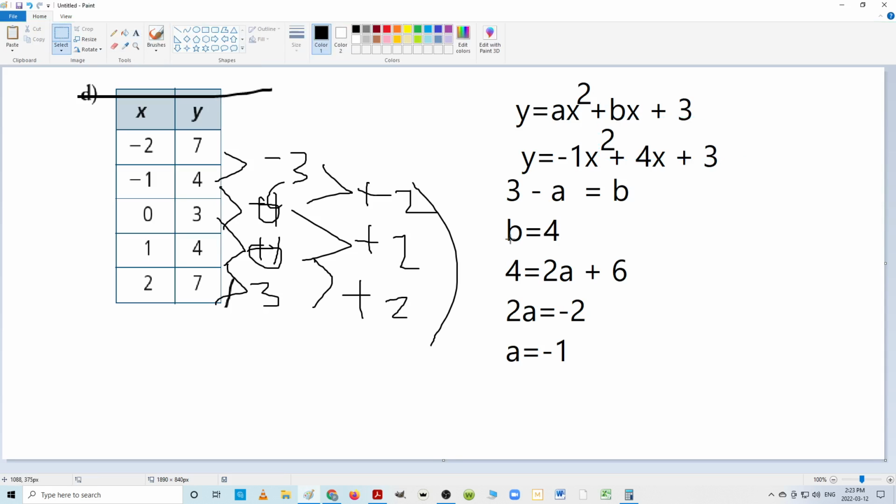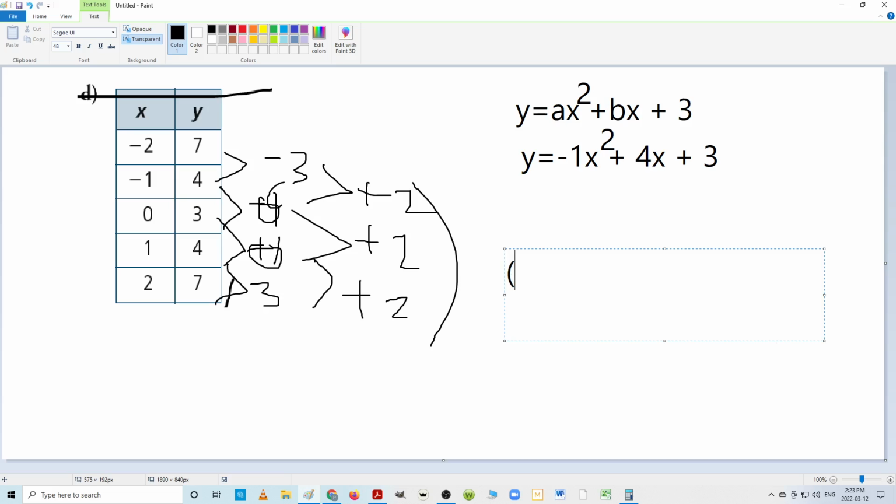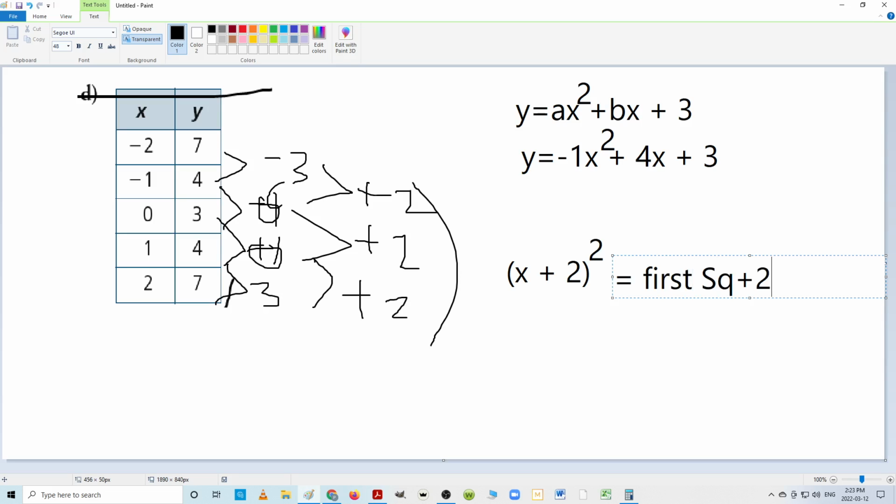And I'm going to show you a little bit about completing the square. Completing the square is all about perfect squares. And if I have x plus 2 and I square it, I'm always going to get the first term squared plus 2 times first term and second term plus the second term squared. So what is that going to look like? Well, what's the first term squared? x squared. What's 2 times x? 4x plus 4.